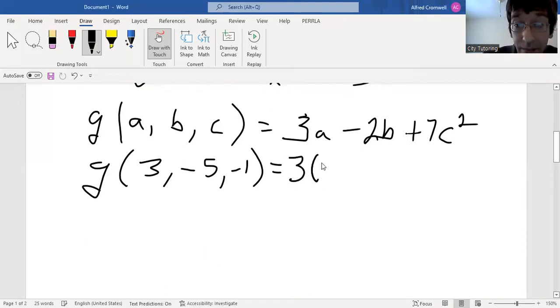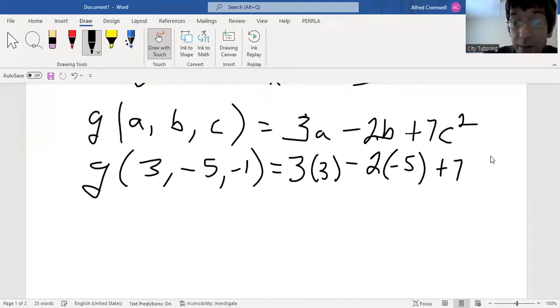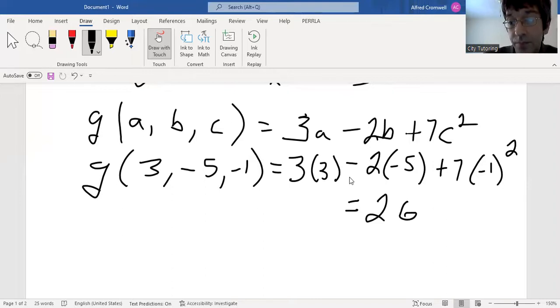3 times 3 minus 2 times negative 5 plus 7 times negative 1 squared. That's your plug-in, and that's 9 plus 10, and then you do the rest and you get 26. 19 plus 7 is 26, because negative 1 squared becomes 1, so positive 1 times 7 is 7. Got to be really careful with exponents and the order of operations.